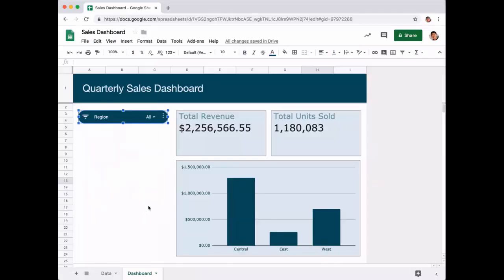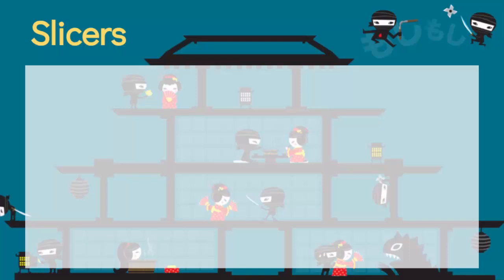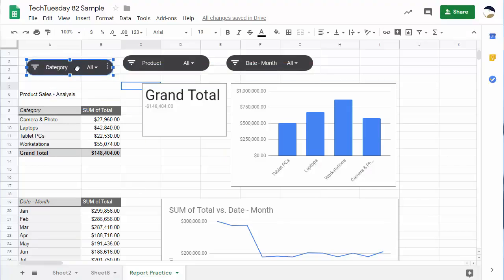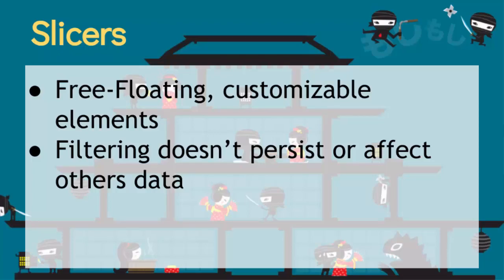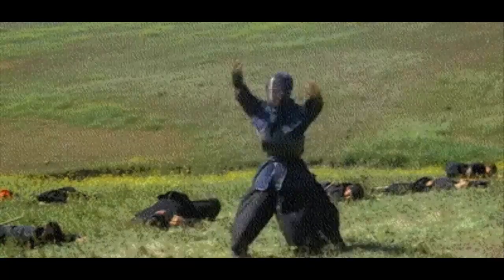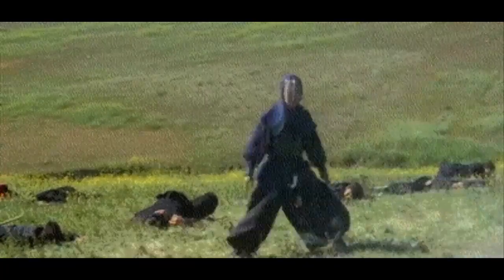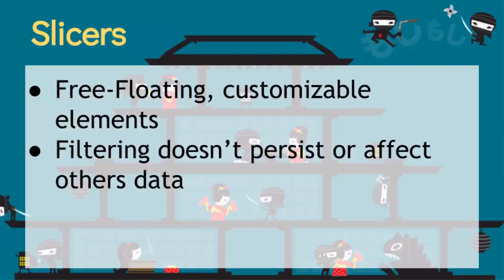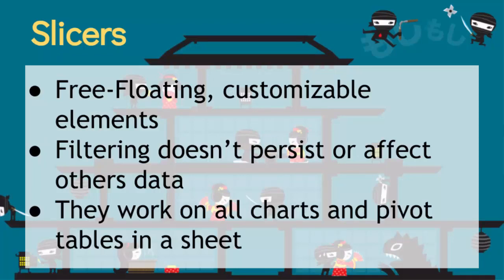Yes, but slicers are better. They're like little data ninjas that have several advantages. One, they are free-floating elements that can be moved around and sized and customized any way you like on any sheet. Two, the filtering that they do does not persist. Like a ninja in the night, they leave no trace of their passing. Any settings you apply with the slicers are only for you and your view and for that session. That means that you don't mess with anyone else's data unless you set those selections as a default. And three, they work on all charts and pivot tables in a sheet that use the same data set.